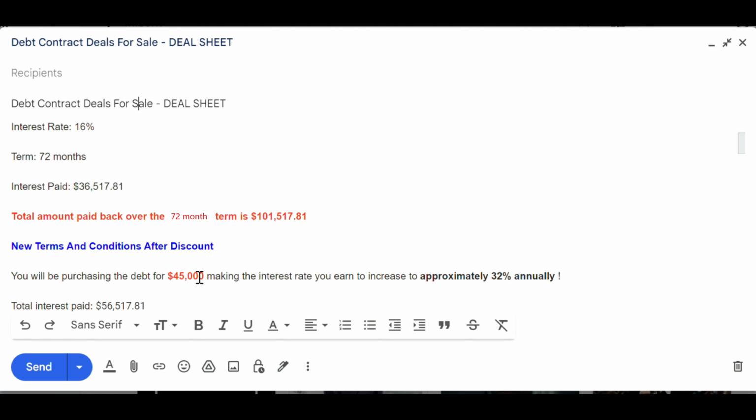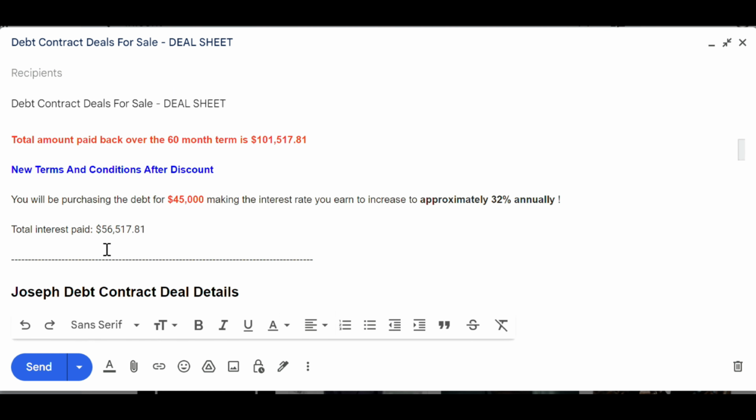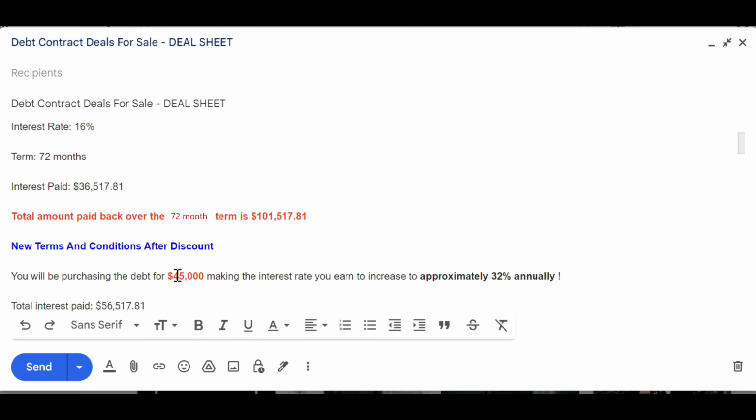conditions after the discount would be you would purchase it for $45,000, bringing that up to a 32% annual rate of return, which is incredible, okay? So really, that would make it that you would earn $56,517.81 total interest, okay? So your $45,000 that you've purchased it with will turn into $101,517.81 in 72 months. So that's a passive investment. It's not that you have to show up to work every day to do this. You literally, it's just a passive investment.